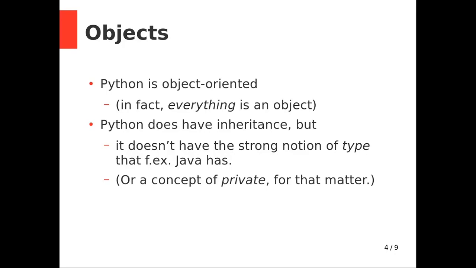So Python does have a notion of inheritance, but it doesn't have the strong notion of type that, for example, Java has. Again, without going into it in great depth, Python uses the notion of duck typing, right? And it doesn't have the concept of private, right?